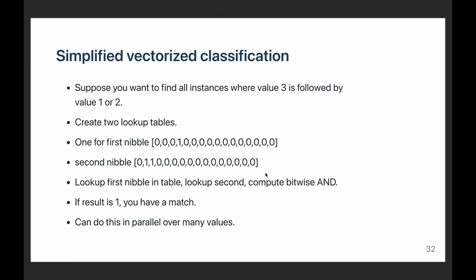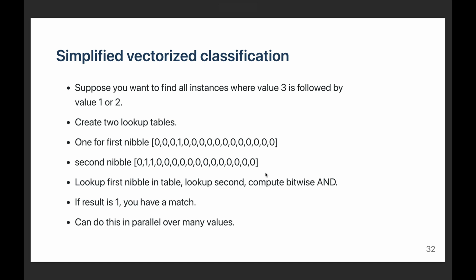To understand how vectorized classification works and how it can help with our current problem, let us consider an example. Suppose that I want to find all instances where the value 3 is followed by the values 1 or 2. I build 2 lookup tables, one where I set the bit corresponding to value 3 to 1, and one table where I set the corresponding bits for indexes 1 and 2 to 1. So the important thing is that the ones match.